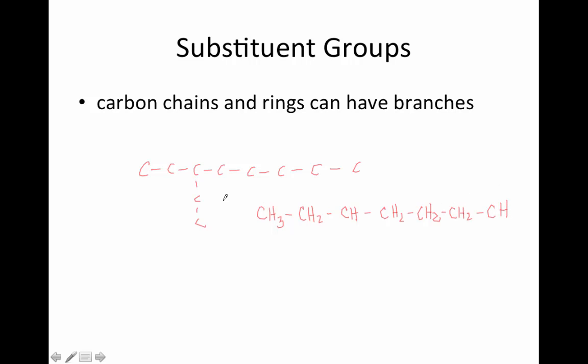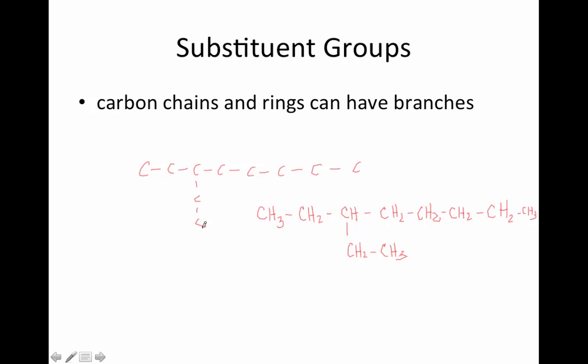CH. Let me just double check. 1, 2, 3, 4, 5, 6, 7, 8. 1, 2, 3, 4, 5, 6, 7, 8. So I do need to add a third there. And then off of this carbon right here, I have a branch that has 2 carbons. So this is the same thing.